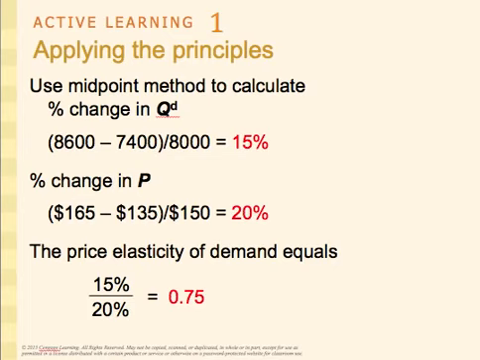The percent change in price, 165 to 135 divided by 150. The midpoint again is 150, a change of 20%. Price elasticity of demand equals the 15% change in quantity demanded over the percent change in price, and the elasticity value is 0.75. Okay. This is just simply to show you how to calculate it.